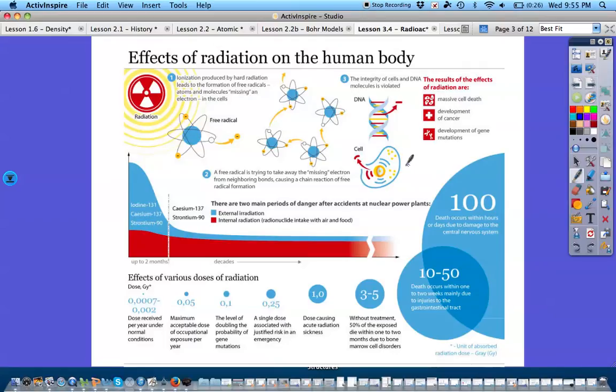So the effects of radiation on the human body creates some free radicals with electron emission, and that disrupts the DNA in our cells, and this can cause massive cell death, development of cancer, and development of gene mutations.